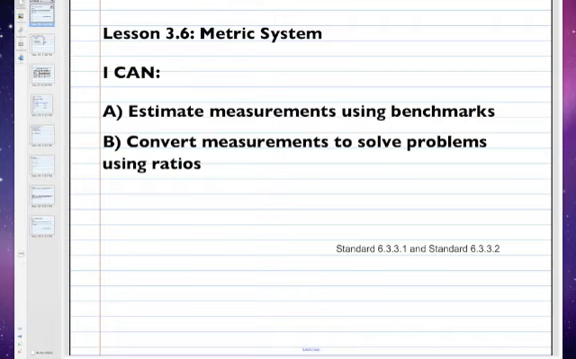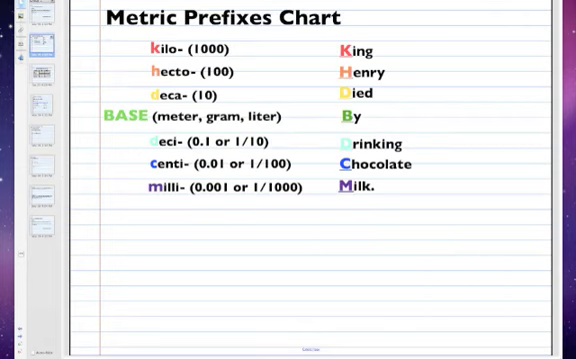Hey, Mrs. Simonson here. We are working with the metric system this evening, and we have two objectives. The first is to estimate measurements using benchmarks, and the second is to convert measurements to solve problems using ratios. So first, let's think about the metric system.